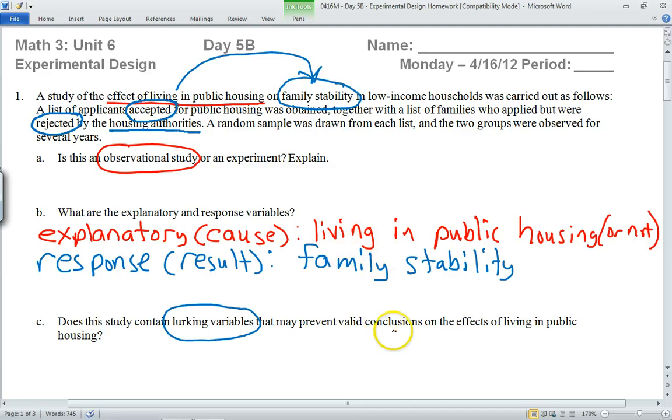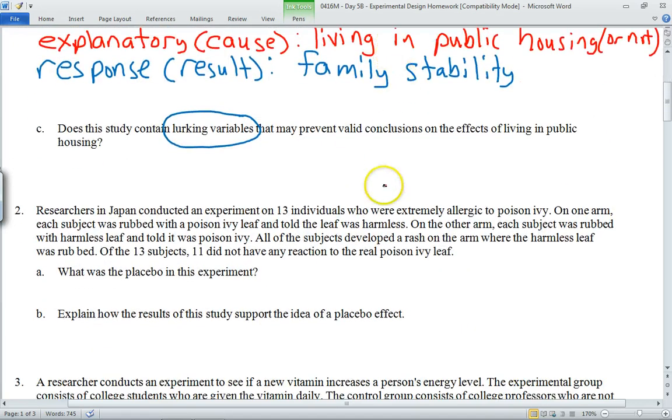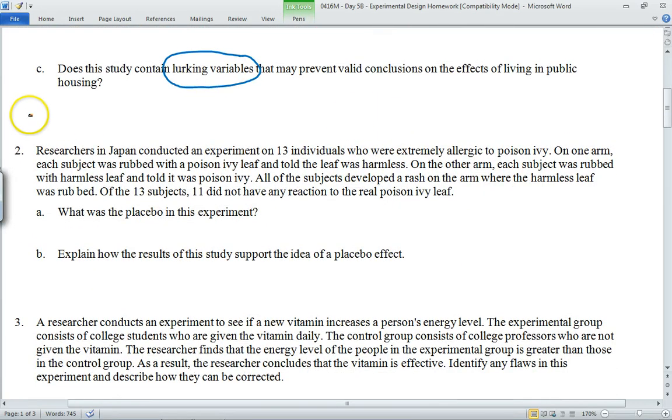Okay? So, that was problem number 1. And you should write as much of that down as you can. You have to decide exactly how you're going to word it. Hopefully I've explained it enough.